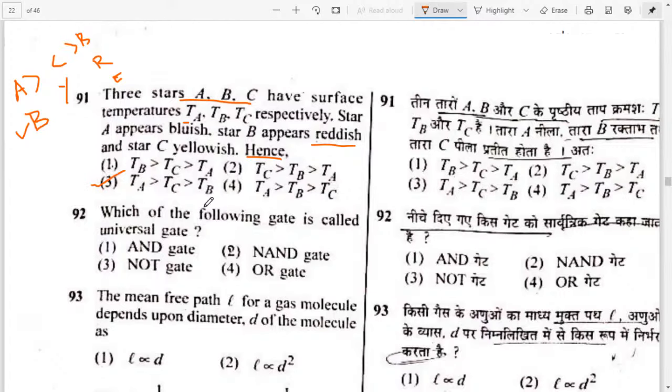It is very simple students. If you know the VIBGYOR and the energy levels, blue is higher energy and red is lower energy, or the temperature of blue is more compared to red. This is how option number 3 is the correct option students. Next.